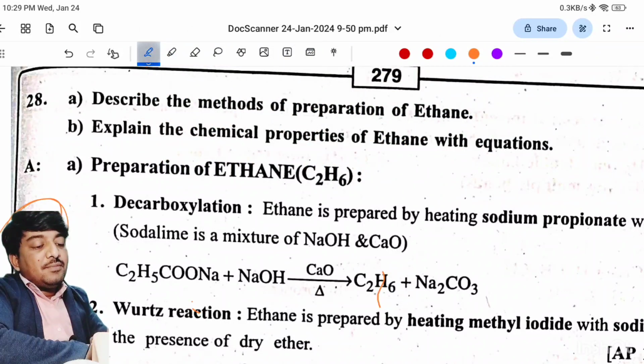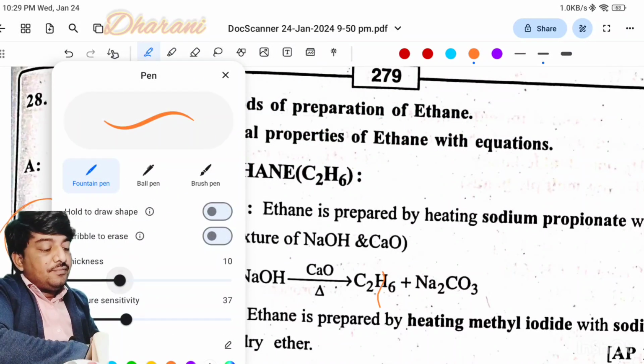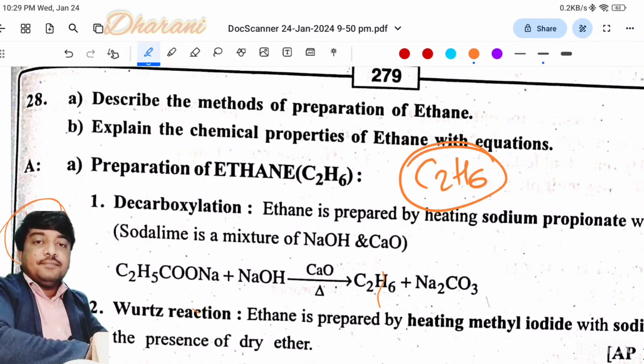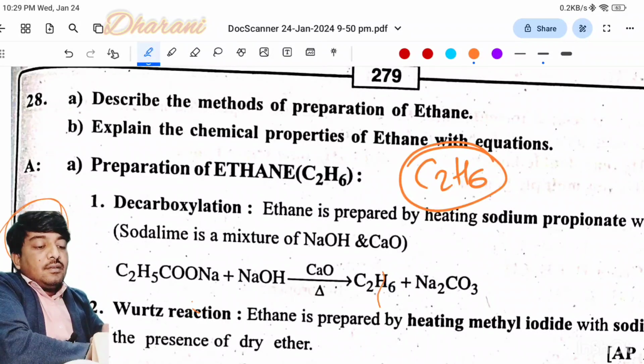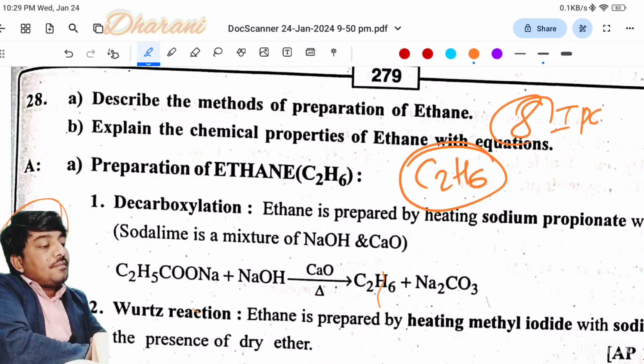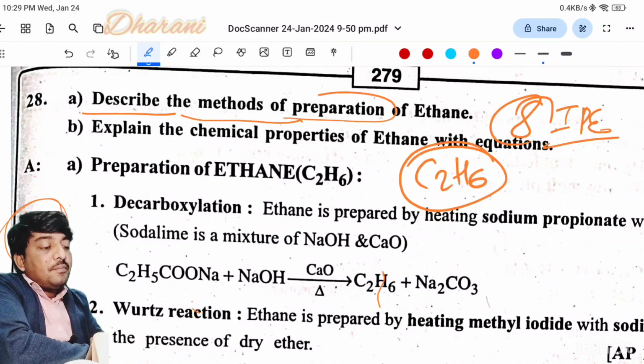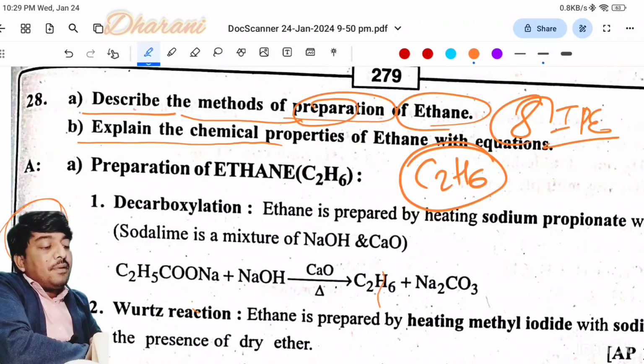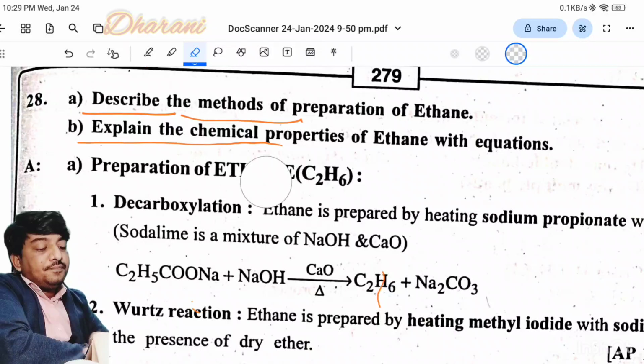Today we are discussing the topic, the preparation of ethane. Ethane formula: C2H6. See the question, an 8 marks question for IPE: Describe methods of preparation of ethane and explain the chemical properties of ethane with equations. Let's see.